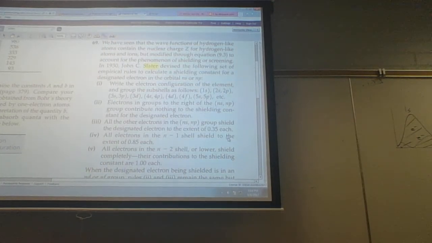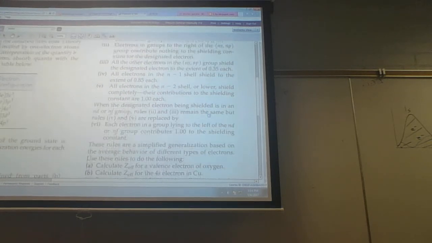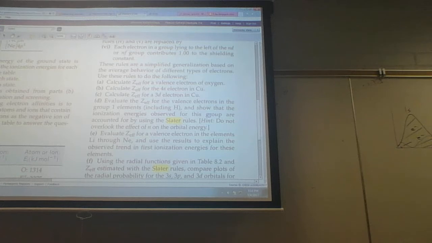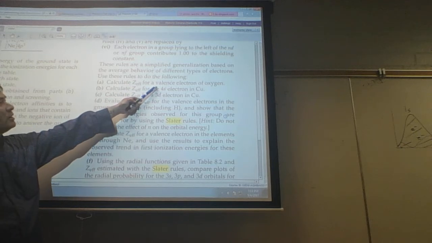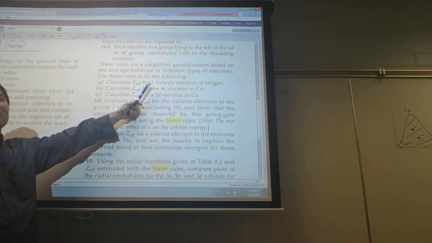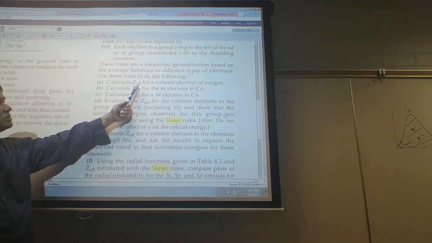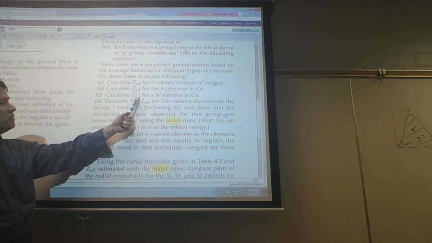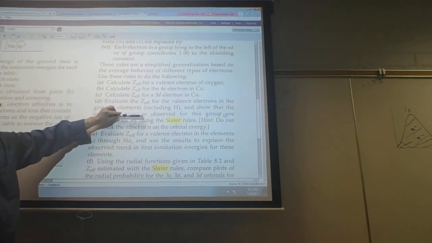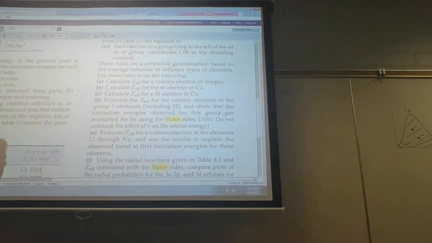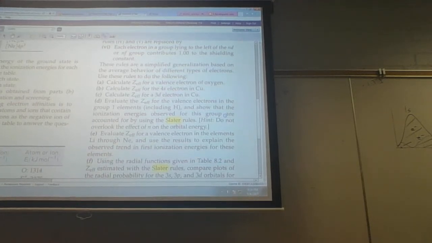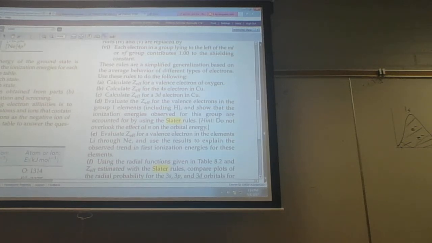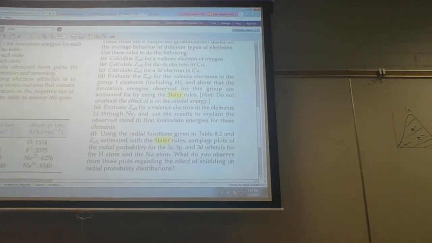So this is homework number 69. This isn't actually in the book, it's just in the homework. What you can do is use these Slater rules to calculate, for example, Z effective for a valence electron in oxygen. So you could see how much of that nuclear charge a valence electron in oxygen is seeing. Or you can calculate Z effective for the 4s electron in copper, or for the 3d electron, etc., by using Slater's rules if you want. And Slater's rules are empirically derived, so they're pretty close to the actual theoretical number that we see.